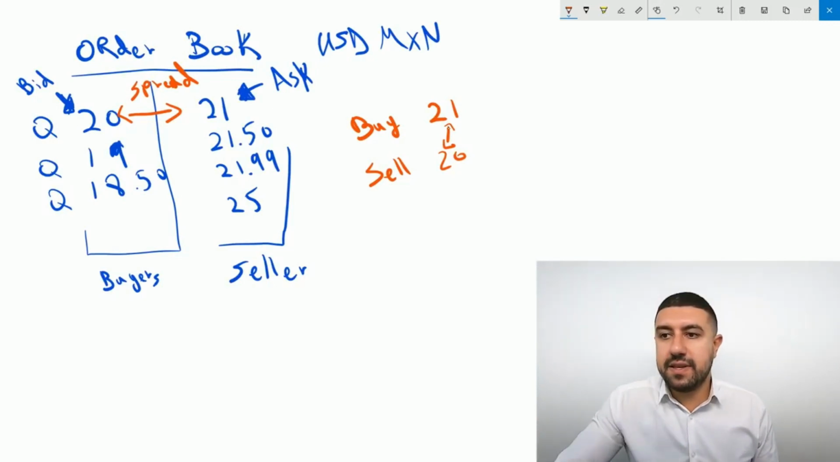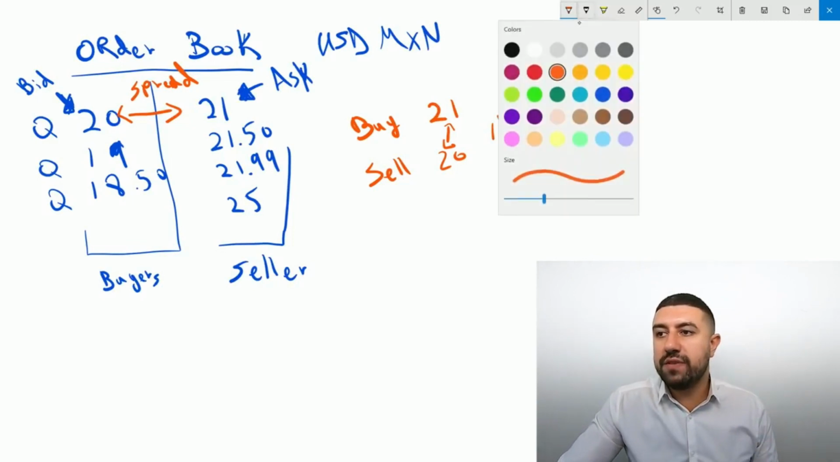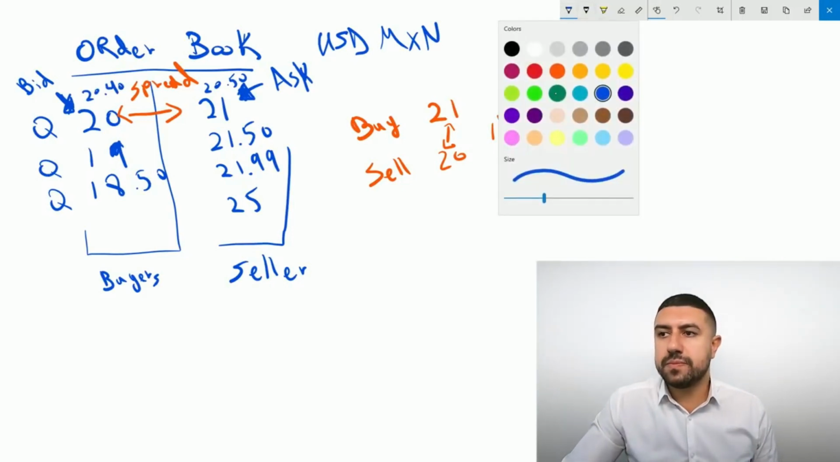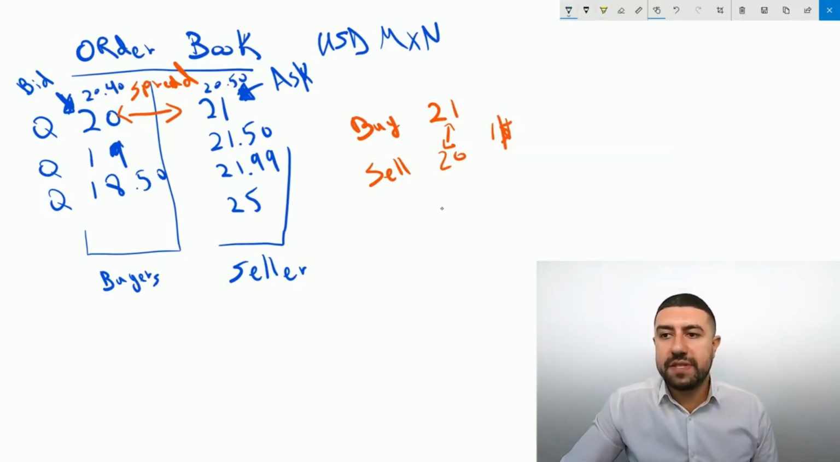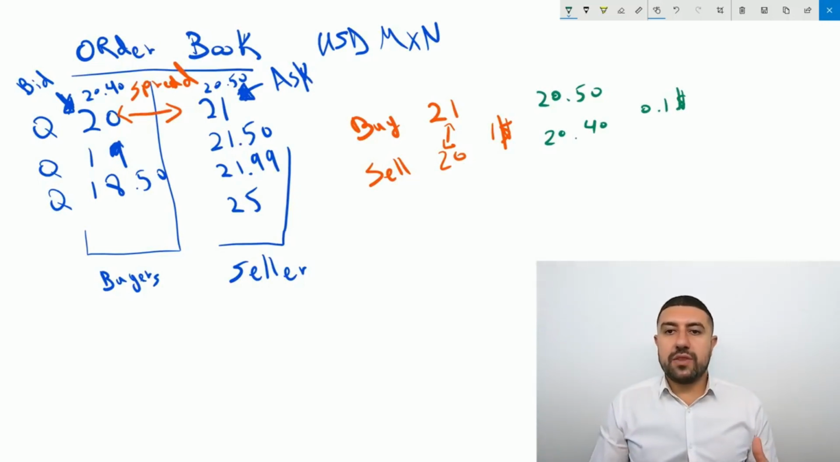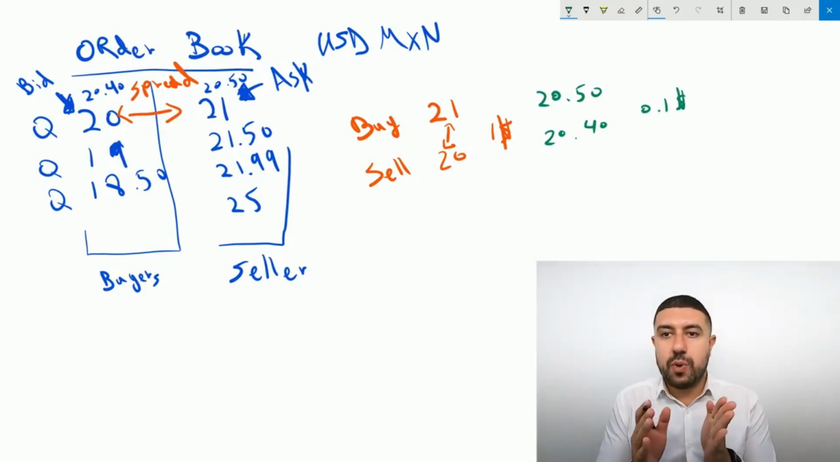In this case, you lost $1. But if the prices were different, if let's say the ask was 20.50 and the bid was 20.40, well, if you would have bought at 20.50 and then sold right away at 20.40, you would have only lost 10 cents. Okay, so you want to make sure that when you're trading something, you have a small spread.